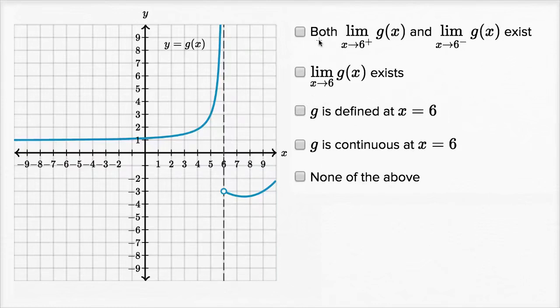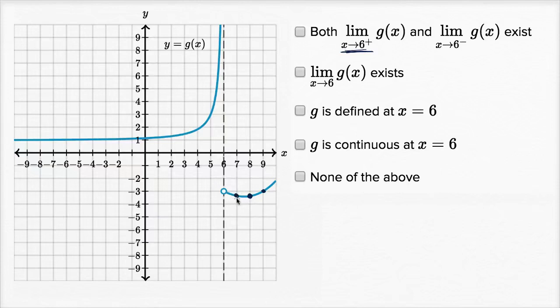This first statement says both the limit of g of x as x approaches 6 from the right-hand side and the limit as x approaches 6 from the left-hand side of g of x exist. All right, so let's first think about the limit of g of x as x approaches 6 from the right-hand side, as we approach 6 from values greater than 6. So if we look over here, when x is equal to 9, g of 9 is right over there, g of 8 is right over here, g of 7 is right over here.